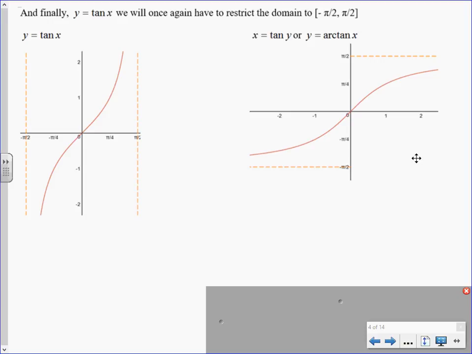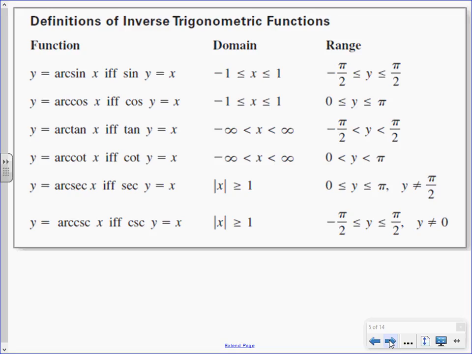Please make this correction with your pencil. What did I do wrong with my domain? These should be parentheses. I got in a hurry and I just did some copy paste. Those should be parentheses because we have those asymptotes. We can't actually include those. So our range for the inverse tangent is negative pi over 2 to pi over 2.